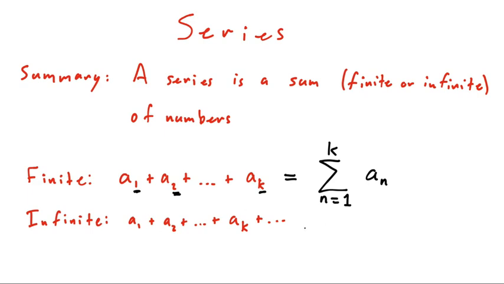The second series is infinite. For this series, we could also use sigma notation. The index starts once again at 1, but now the numbers continue to add up infinitely. So we have infinitely many of these terms that we're trying to add up. Let's look at an example to see how series are useful.